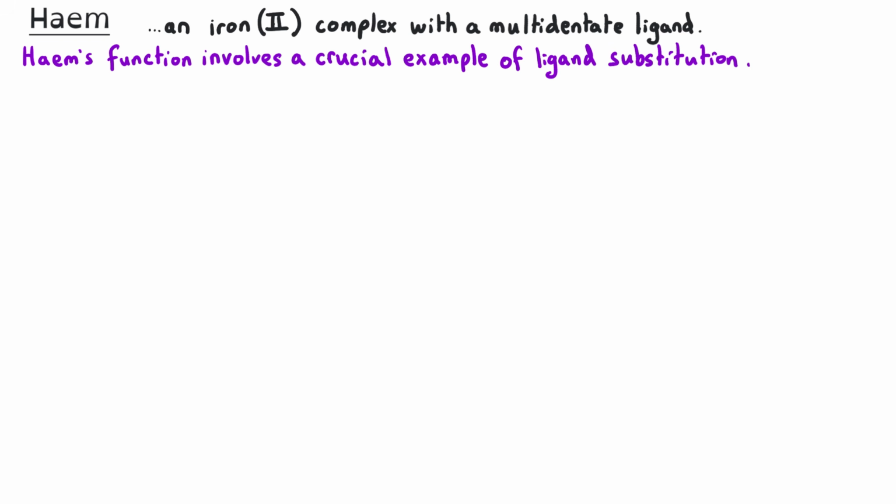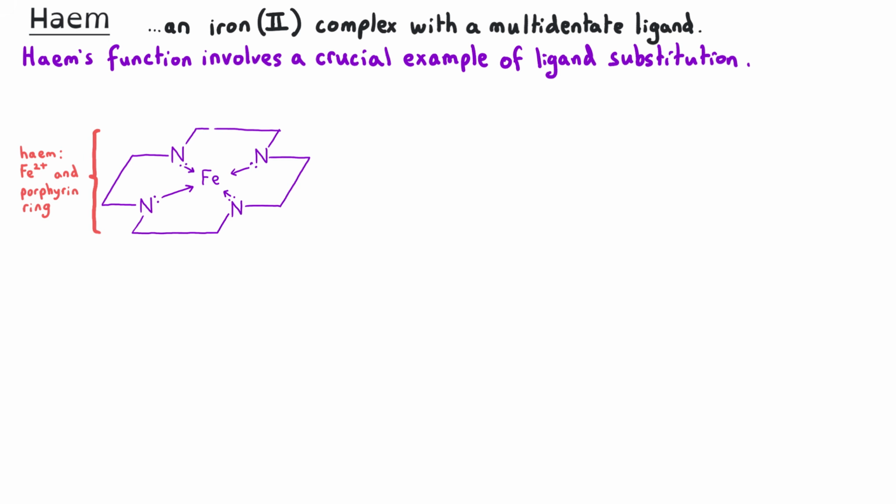Heme is an iron 2 complex with a multidentate ligand, and it's a crucial example of ligand substitution that takes place in our bodies. The heme group is comprised of an iron 2 plus ion and a porphyrin ring, which works around the square plane of this iron 2 plus ion and forms 4 coordinate bonds through nitrogen atoms to the central ion. And then actually there are 6 coordinate bonds overall.